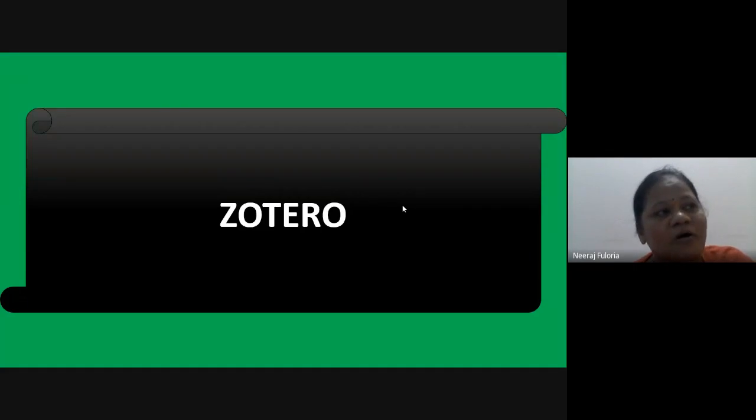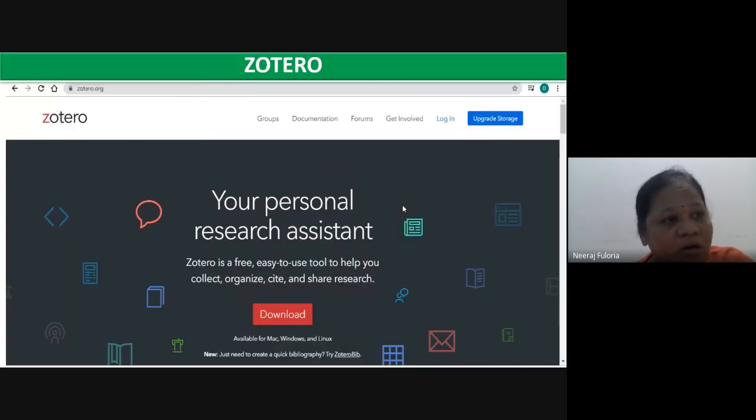Then next, my favorite and most easy to handle. My favorite is Zotero. For the last 5-6 years I have been using this particular tool, and it is freely available, free of charges. It is very useful for PG students, PhD students, research people, those who are doing research, and scientists. For all of them, this particular tool is very good. It's freely available. So Zotero is one of the freely available tools.